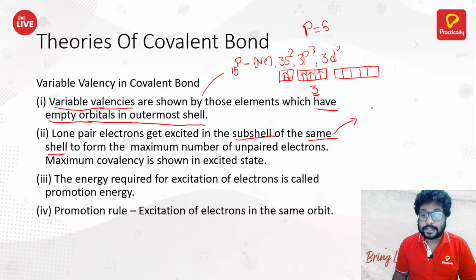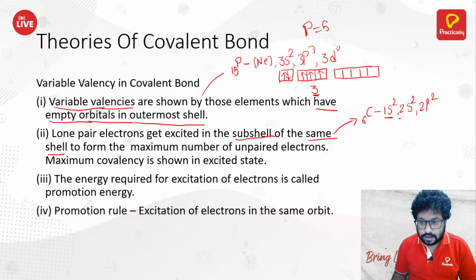For example, let's take carbon. Atomic number of carbon is 6. So its electronic configuration is 1s2, 2s2, 2p2. This 1s2 never takes part in the bonding. For the 2s electrons you have like this, and 2p2.